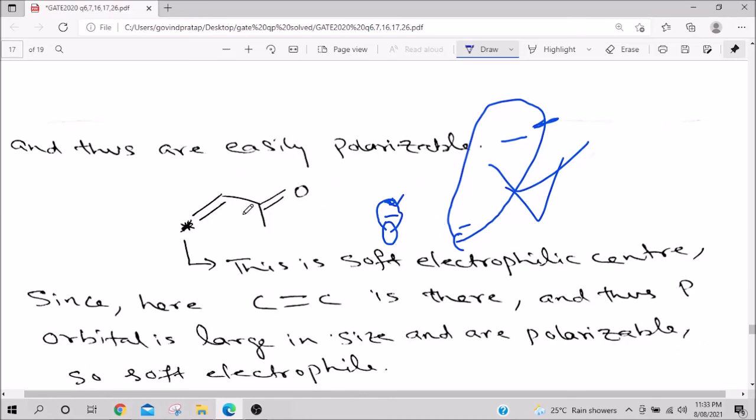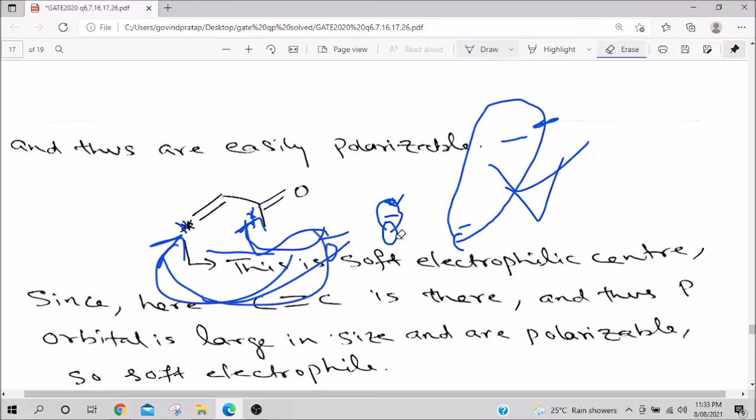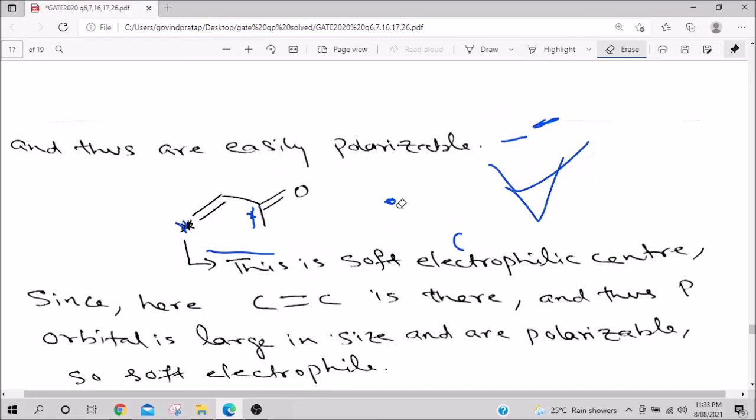So, on this molecule there are two electrophilic systems. This is one and this is the second one. Now, this one is a hard electrophile. So, O minus would rather prefer to attack here, not here, but C minus will attack here, not here. Why? Because hard attacks hard, soft attacks soft.